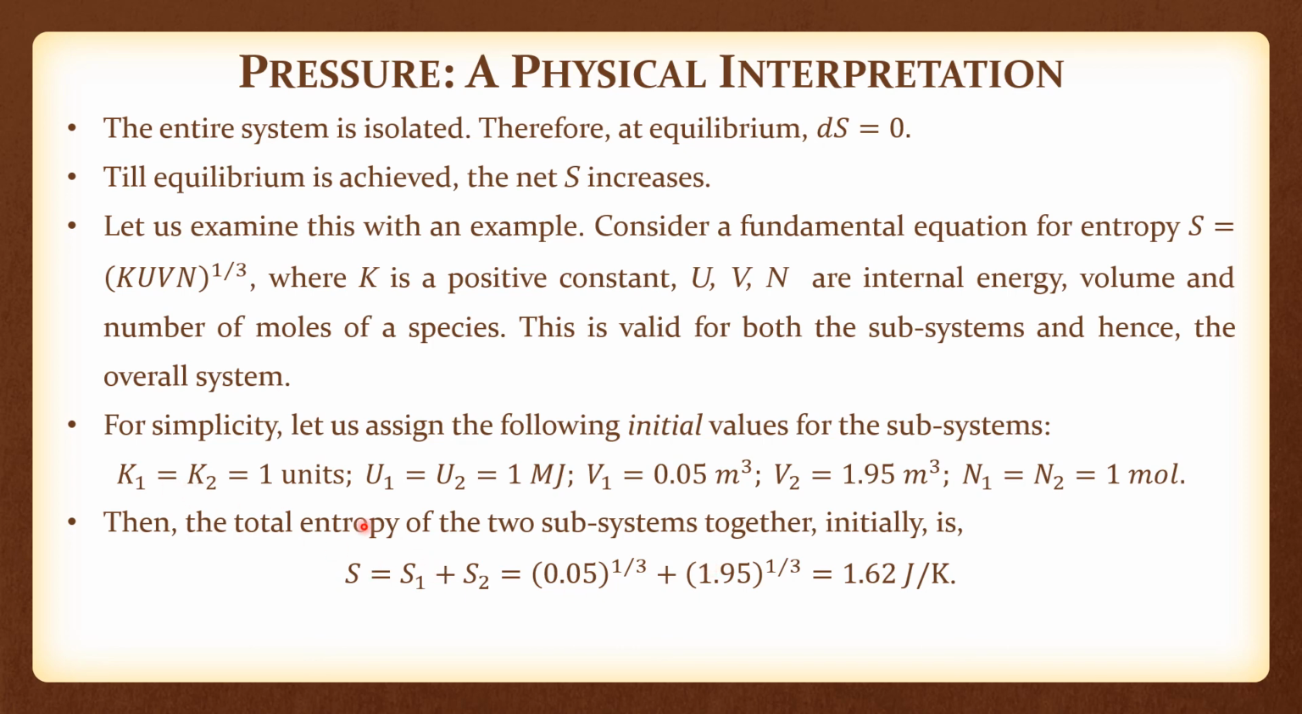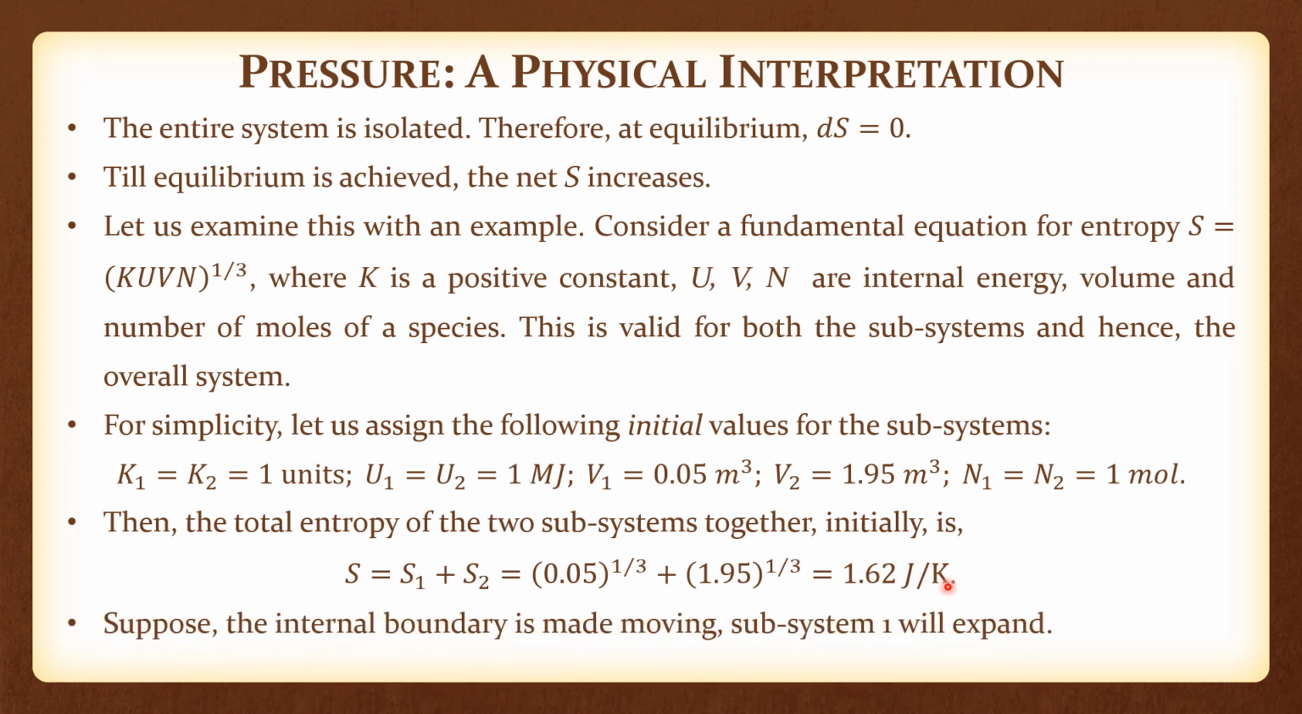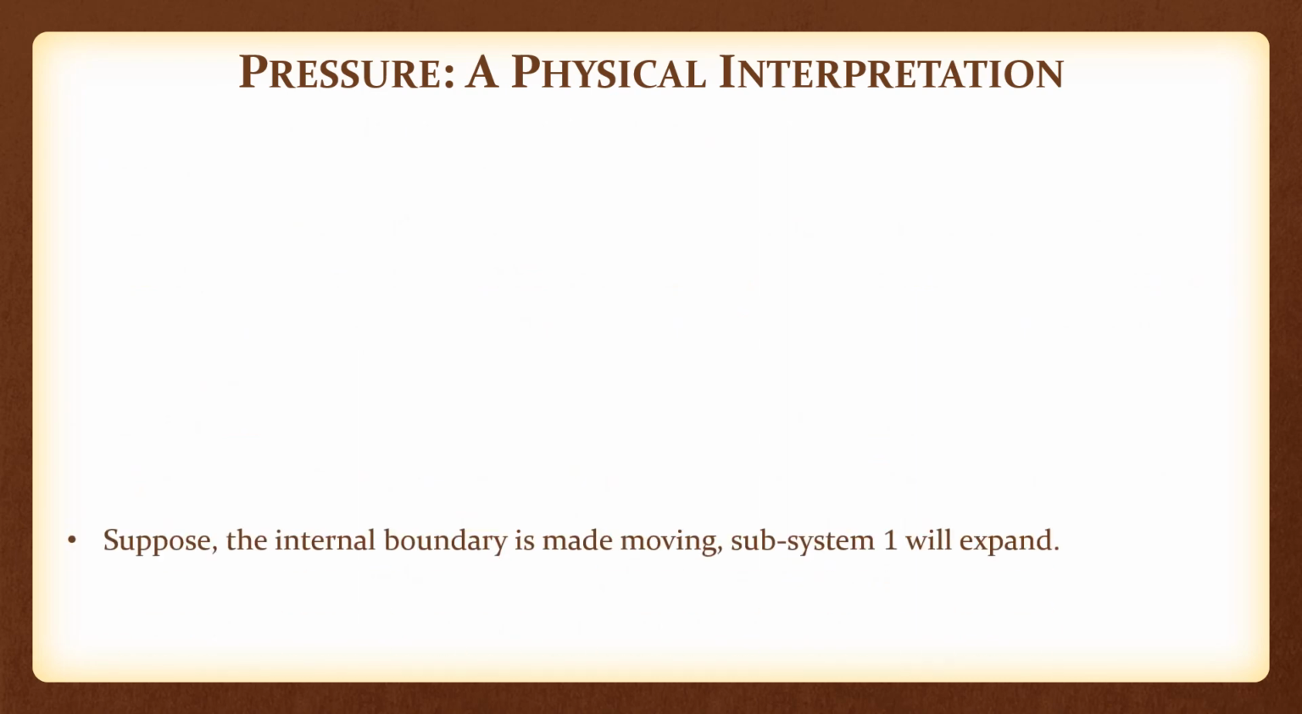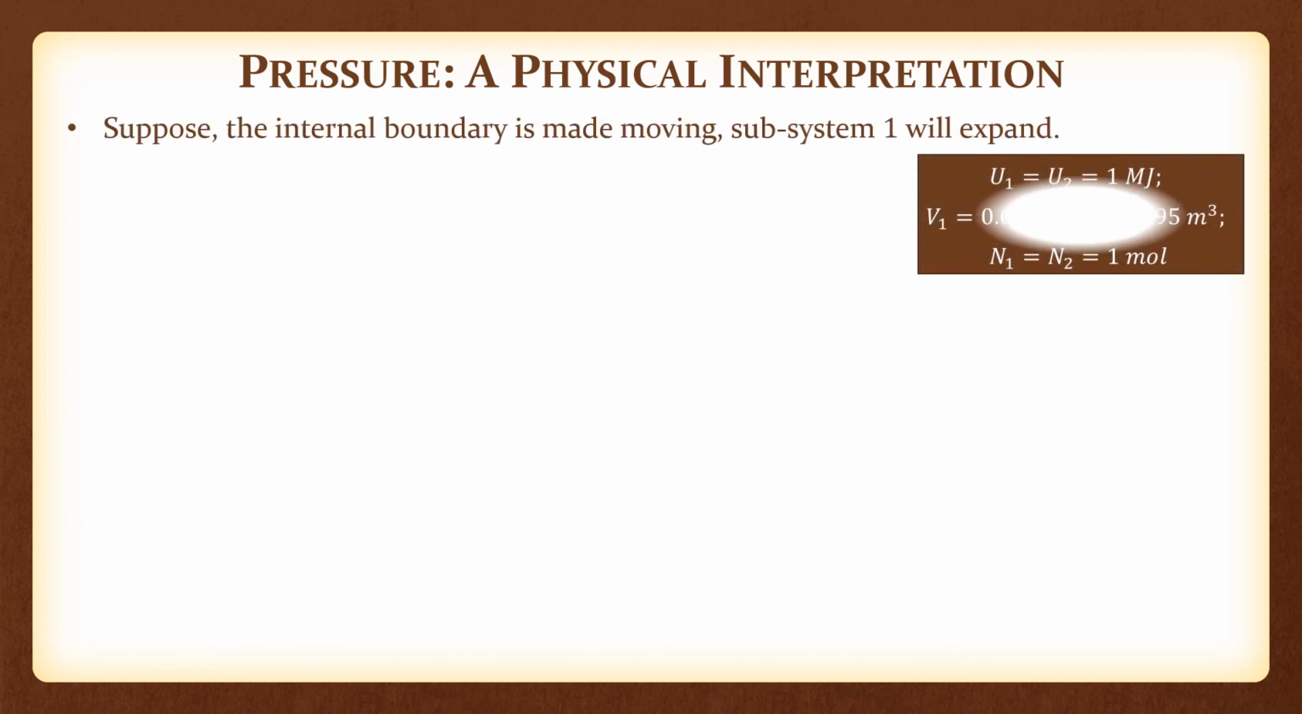You can calculate this, substitute all of these into this. So S1 plus S2, that is 1.62 joule per Kelvin. Now suppose the internal boundary is made moving, subsystem 1 is going to expand. Why is subsystem 1 going to expand? Because the volume of subsystem 1 is very, very small, right?